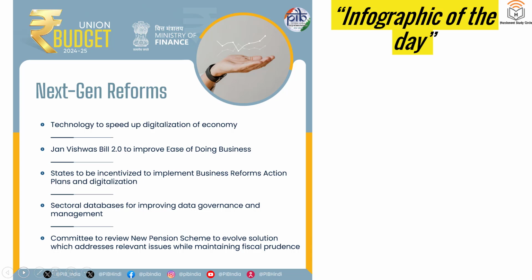To end the session today, again, I have an important infographic to share with you. This infographic gives us the information about the recent next-gen reforms introduced by the government of India. All these examples can be quoted in the mains answers. For example, the government is looking to adopt more technology to speed up digitalization of the economy. The government has also brought in the Jan Vishwas Bill 2.0 to improve the ease of doing business. The government is looking to incentivize and implement business reform action plans and many other initiatives taken by the government of India on ground to improve ease of doing business in India.